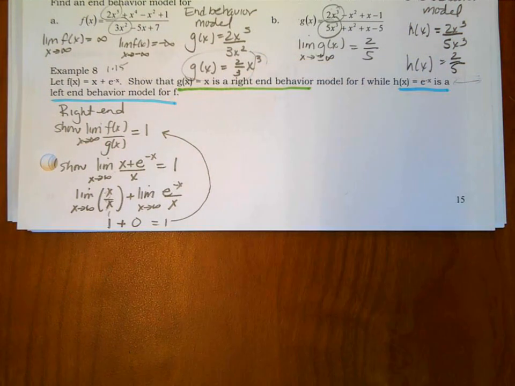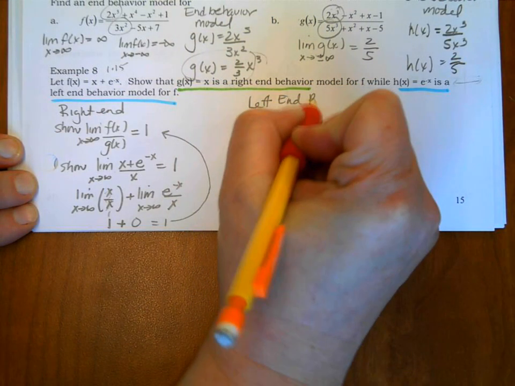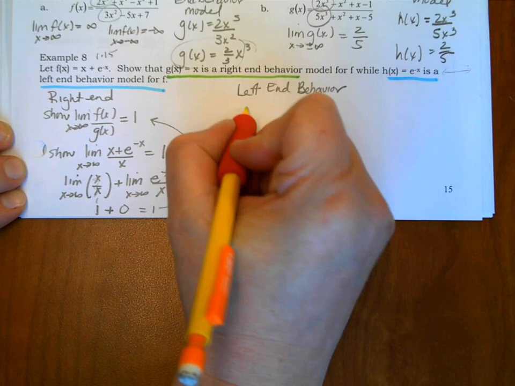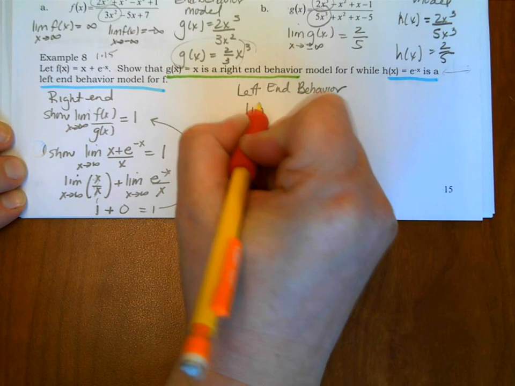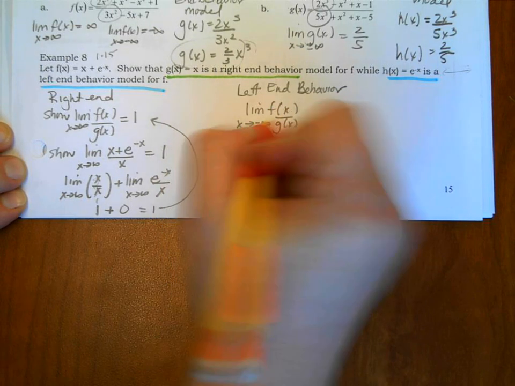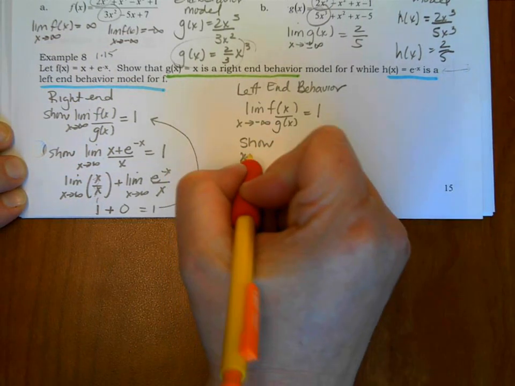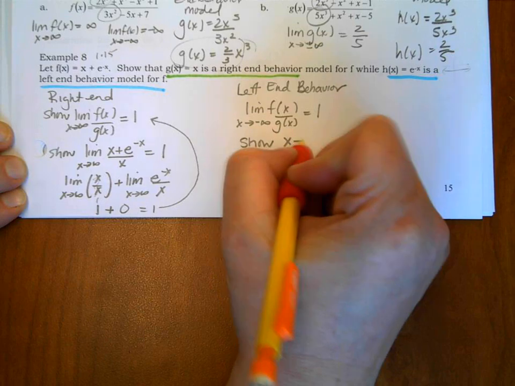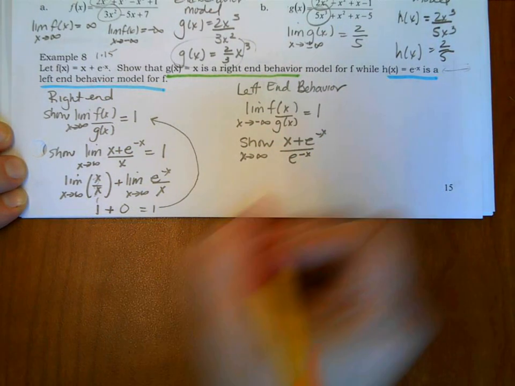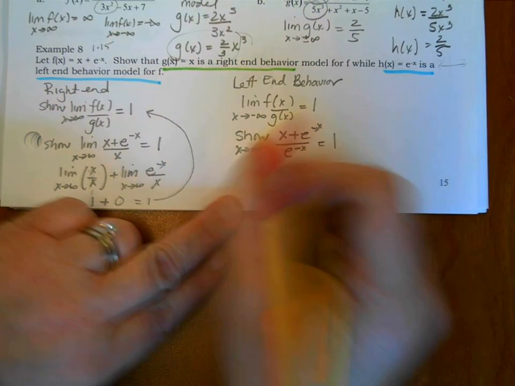Okay, and then it would be the same idea here for the left end behavior model. So we would have to show that the limit of f of x over g of x as x now approaches negative infinity is 1. So we would be showing that the limit of x plus e to the negative x over e to the negative x equals 1. Okay, so then we would just go through the same process.